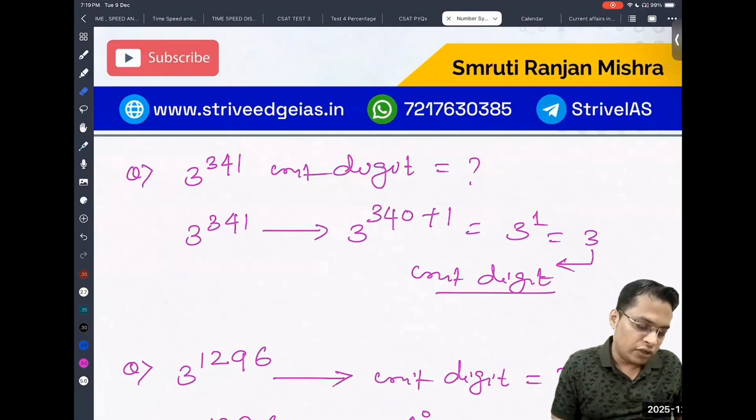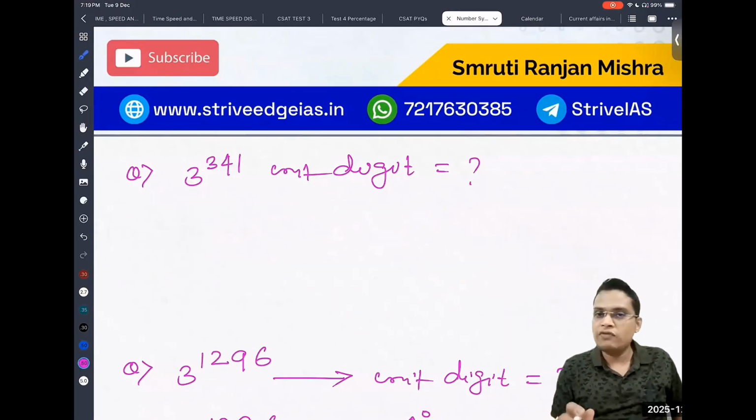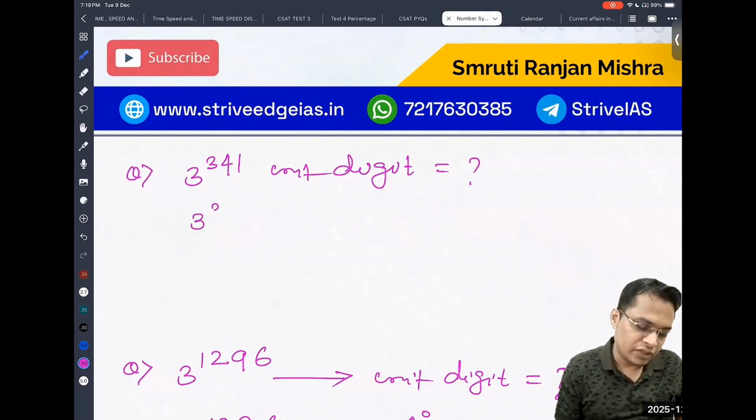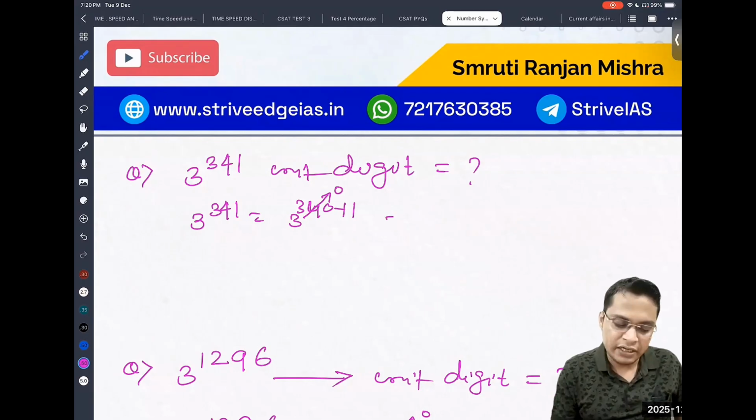So please solve this question. This question is asking what is the unit digit. Again we'll convert the given power into a multiple of 4. So I can write 3 to the power 341 equals 3 to the power 340 plus 1. This is divisible by 4, so we need to eliminate it. So what we get is 3. So the unit digit is 3.